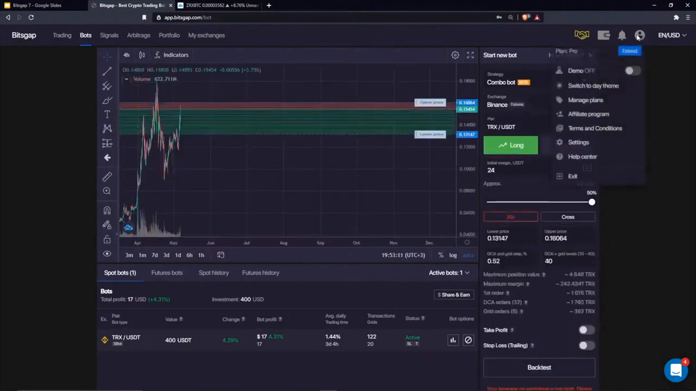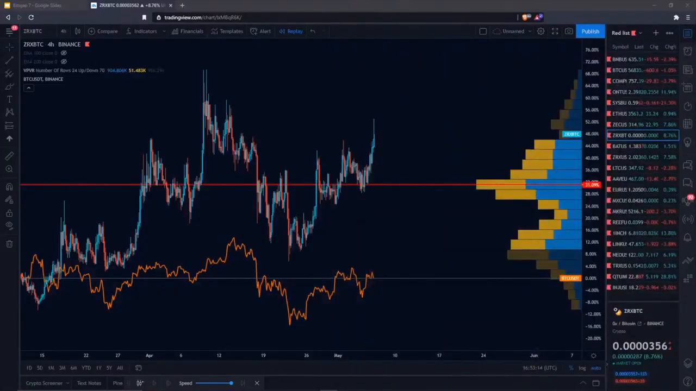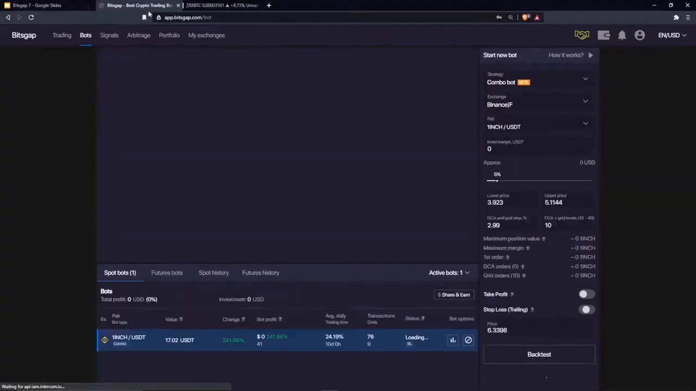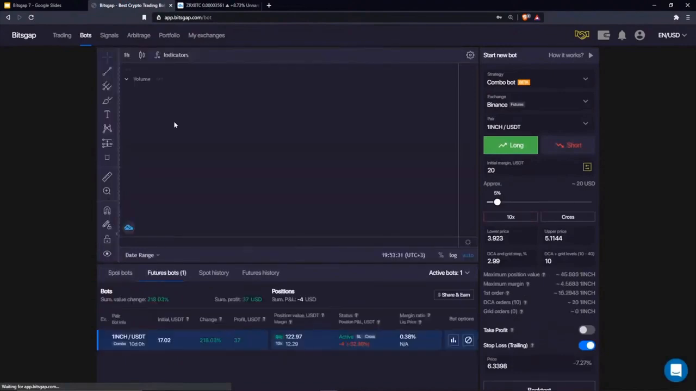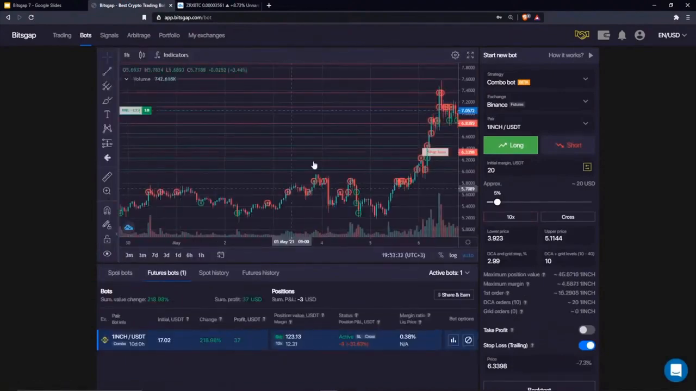Actually, let me switch my account just real quick, because I have another one where I have some combo bots trading now. Just a second. Yes, so here we go. Here I have my futures bot now trading for me.